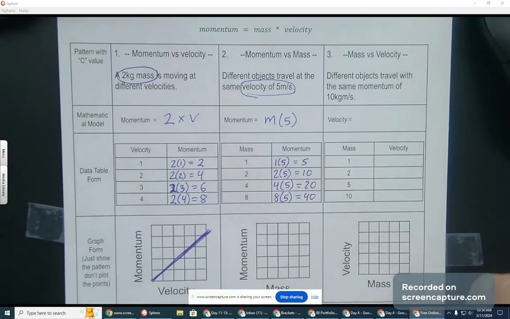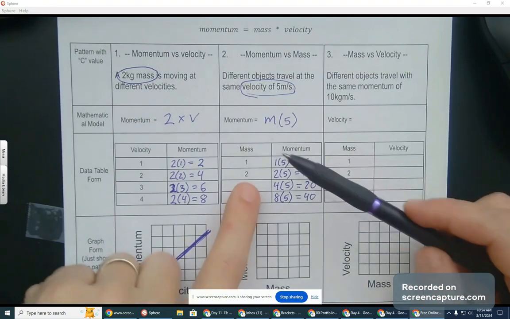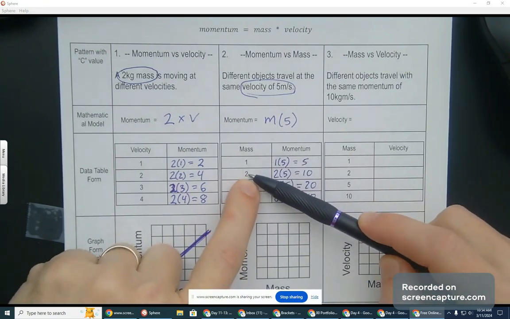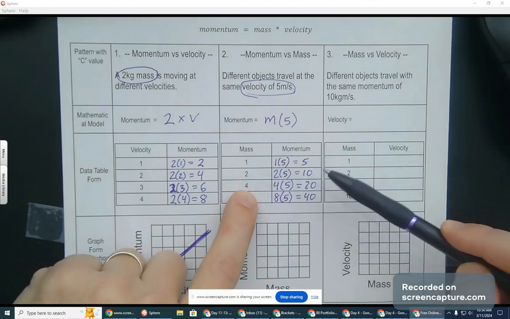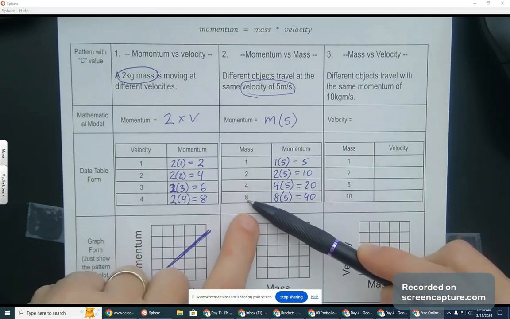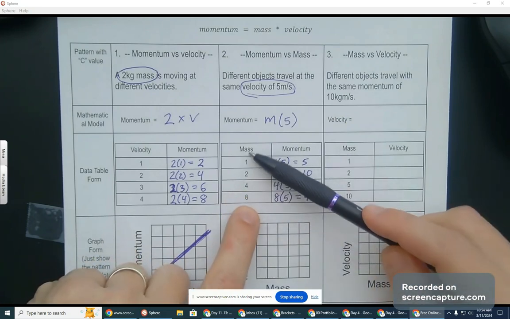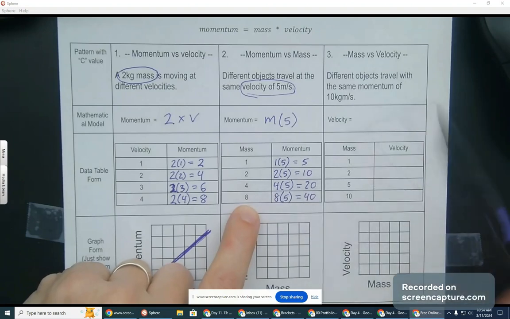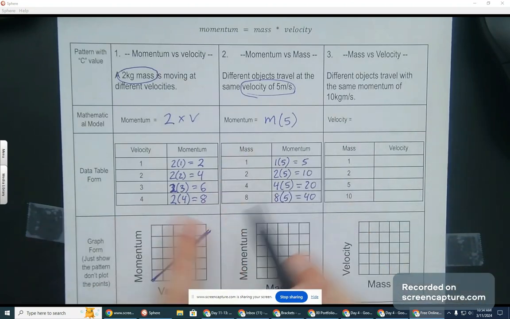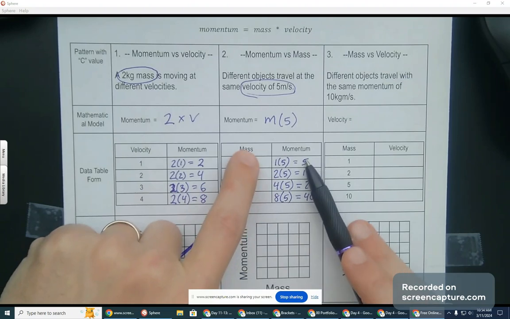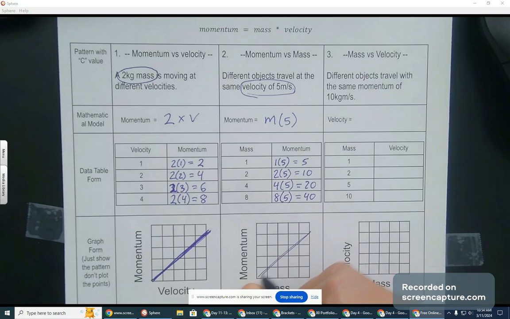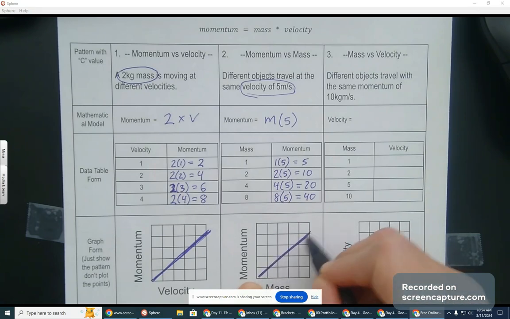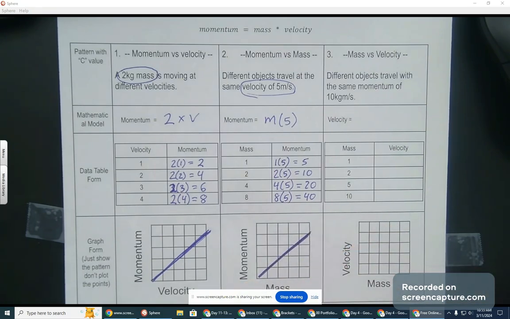Again, I'm trying to figure out, okay, what possible pattern could this be? Well, if I double the input, what happens to the output? It doubles. I double the input, the output doubles. Double the input, the output doubles. This one, every single input is a double of the last, so that's kind of nice. But we have the same relationship that we had before. As the input doubles, the output also doubles. So again, we've got that proportional line, which I've drawn in.